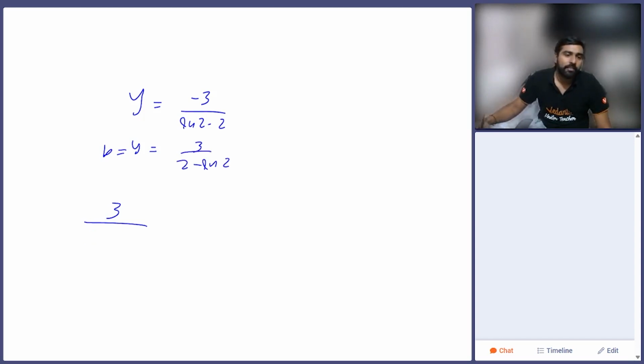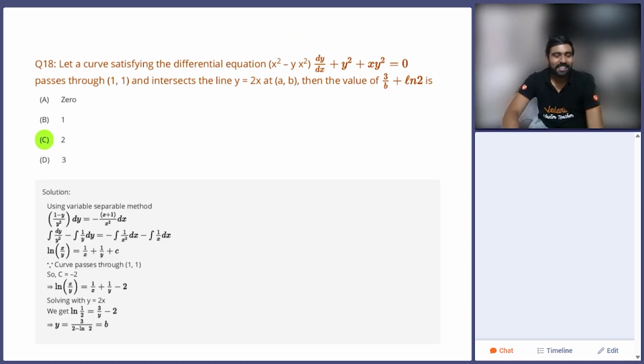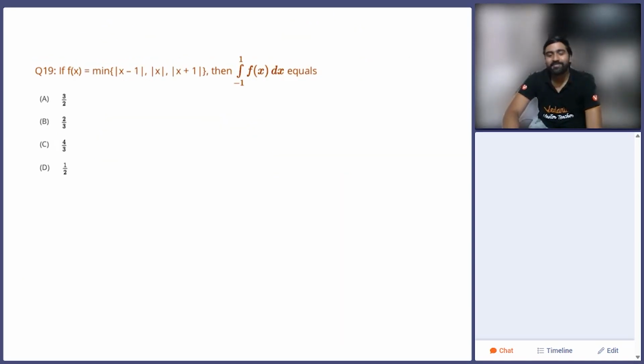So now I will have 3 upon b, which is 3 upon 3 by 2 minus ln 2, plus ln 2 over here. Cancels out. You have 2 minus ln 2 plus ln 2, which is equal to simply 2. And there's an option. Yes. Option C, 2 will be the value of 3 by b plus ln 2 over here. Okay, that's the basic answer for this question.